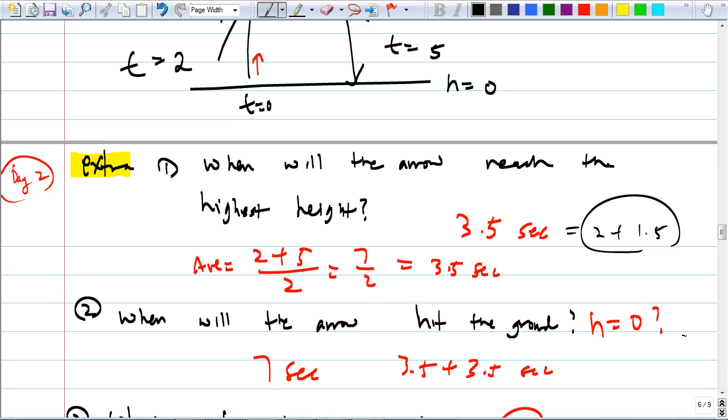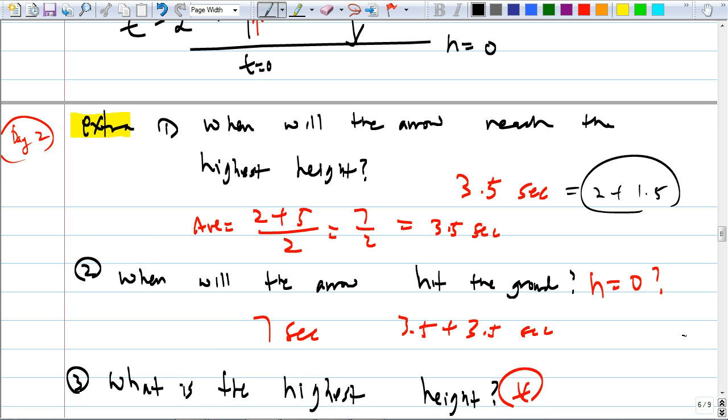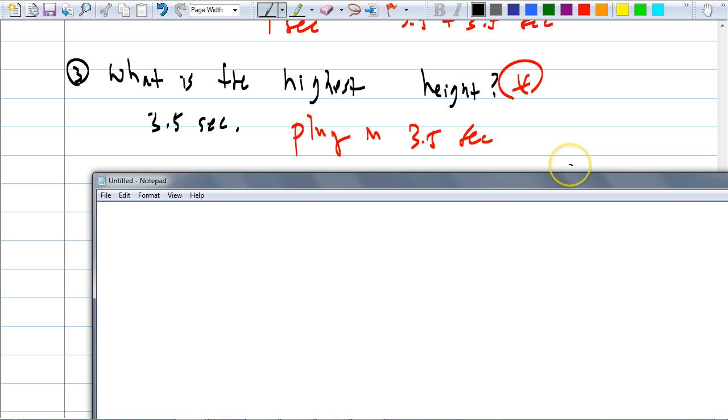Okay. What about this? What is the highest height? How can you figure out the highest height? Okay, think about this. I'll wait. Go ahead. Ask your group member. Think about it. How would you find the highest height of this arrow? What do we know about the highest height? We know how long it takes to get up to that height, don't we? So that's a hint. Everybody think about it. So how did you get the answer?